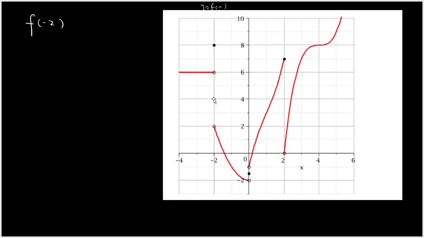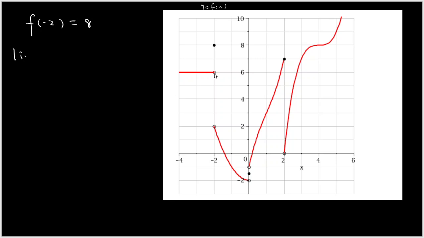It's 8, corresponding to -2. This point is a hole, right? That point is a hole. That's a solid dot. The value of the function is given by the y coordinate of the dot. So the value of the function at -2 is 8.